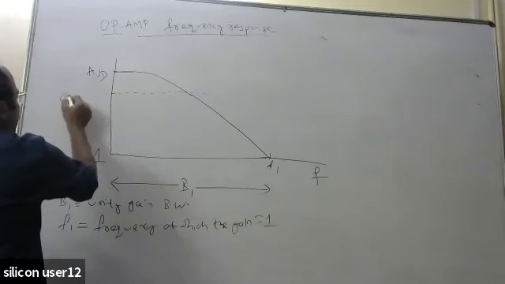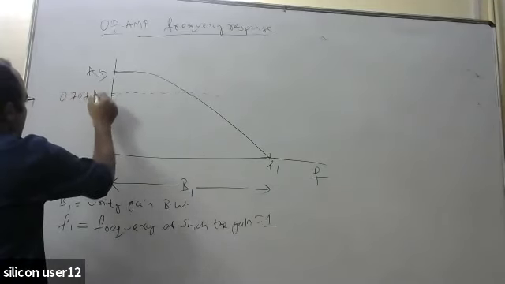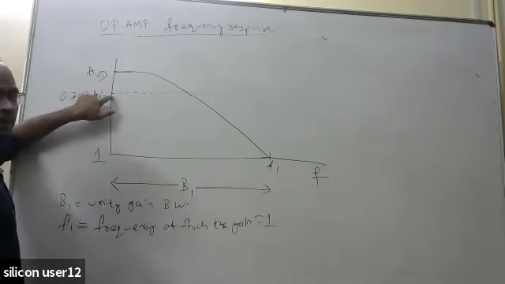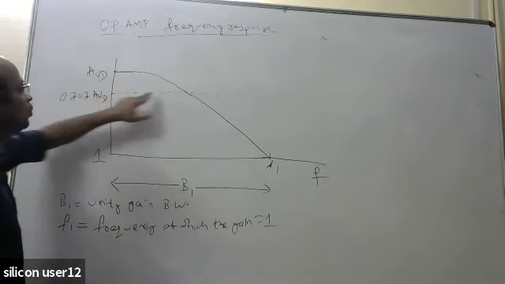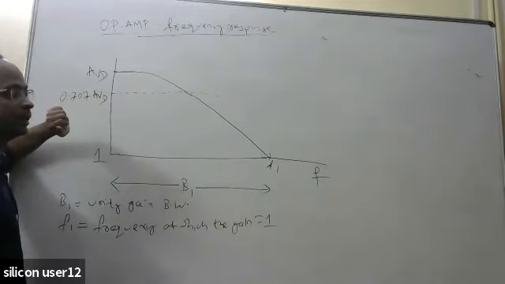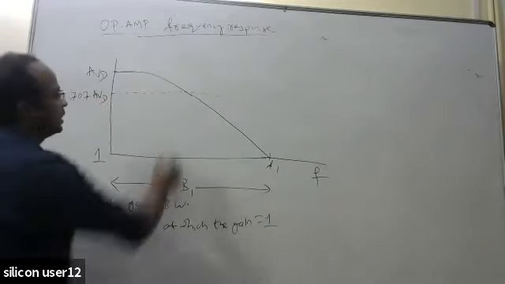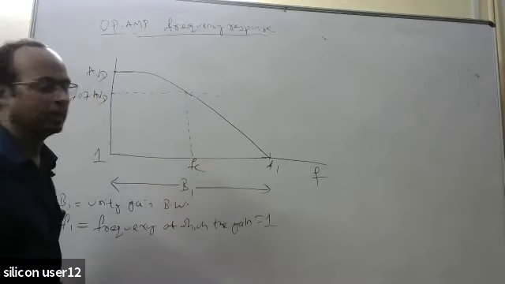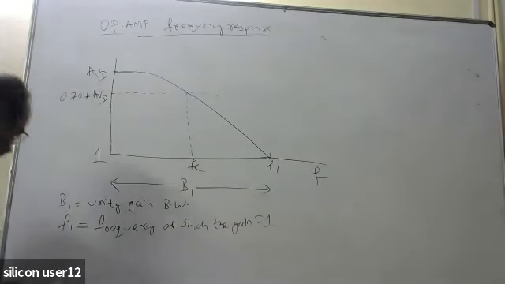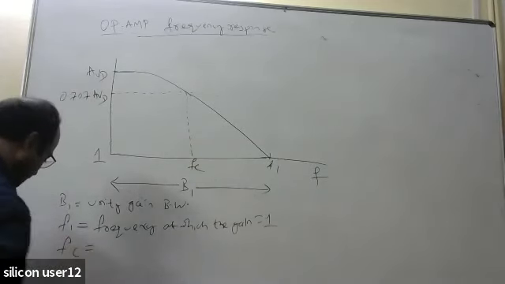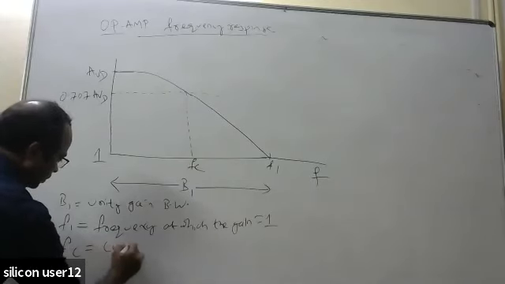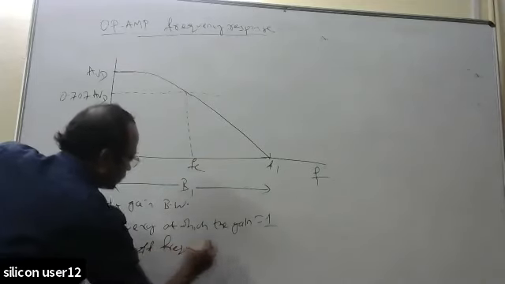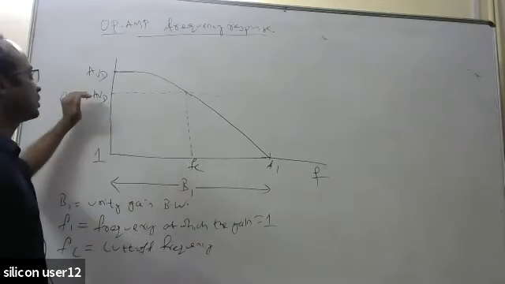And there is another point where the gain will be 0.707 times AVD. So let us say this AVD value is 100, that means here it is 70.7. The frequency at which the gain will be equal to 0.707 AVD is called the cutoff frequency of the op-amp. So FC is the cutoff frequency. This 0.707 is a particular parameter.